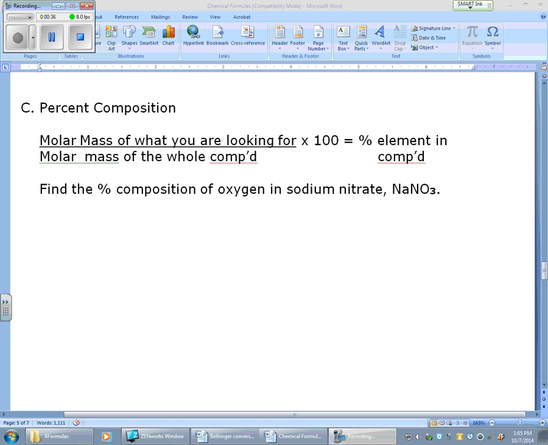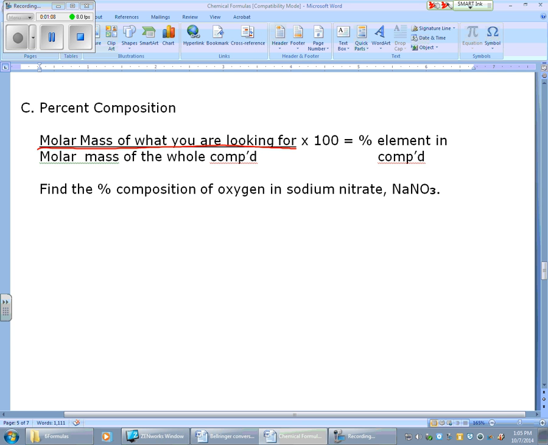So applied in this sense, to find the percent element in a compound, you would take the molar mass of what you're looking for divided by the molar mass of the whole compound. All of that times 100, and that gives you the percent element in that compound. So we're going to be dealing with molar mass here, so it gives us time to practice that. And the example question I have here is find the percent composition or the percent oxygen in sodium nitrate.